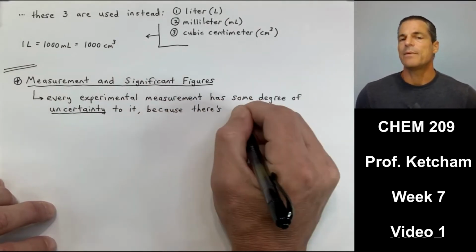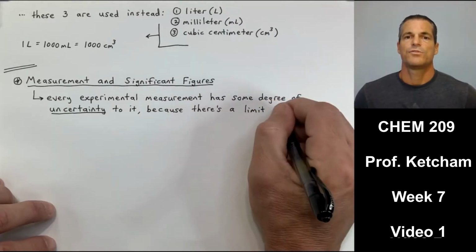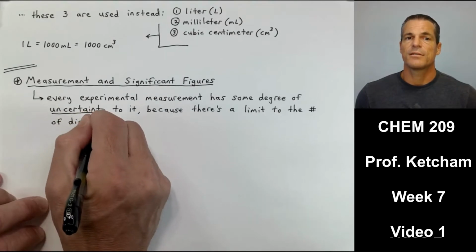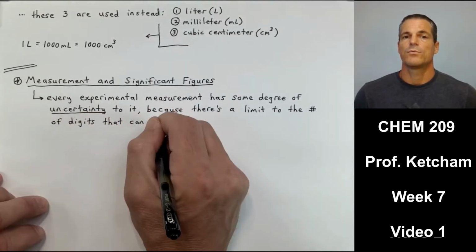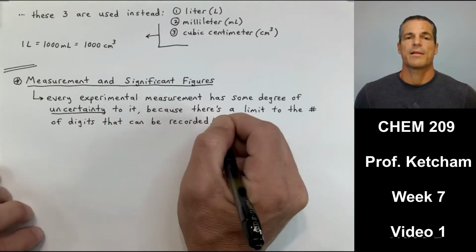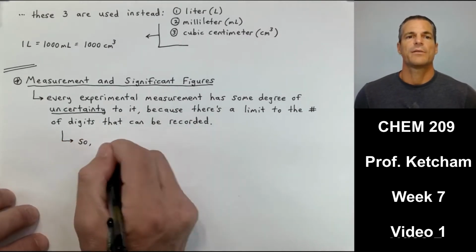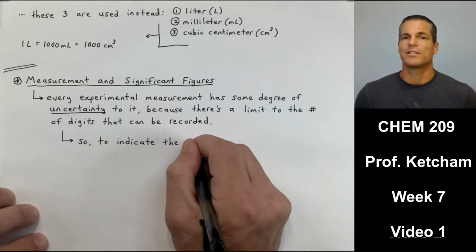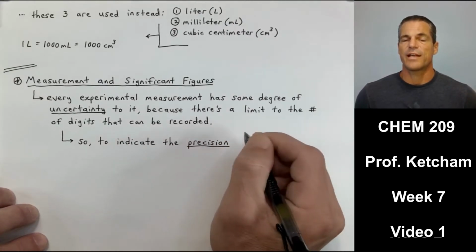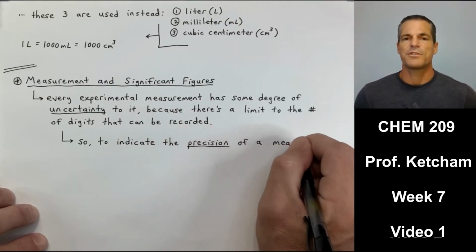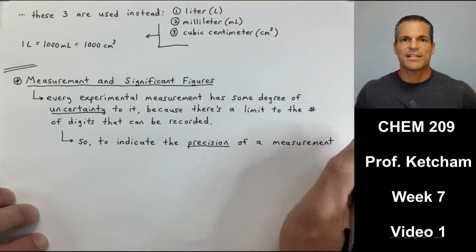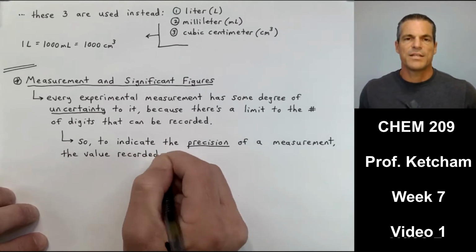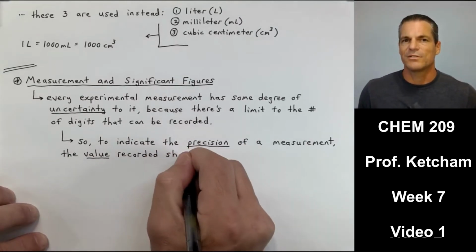because there's a limit to the number of digits that can be recorded. So let me read that again at kind of full speed. Every experimental measurement has some degree of uncertainty to it because there's a limit to the number of digits that can be recorded. Anytime you're measuring something, at the end, it's going to come down to kind of what your interpretation of that measurement is. So there's always going to be some sort of uncertainty.